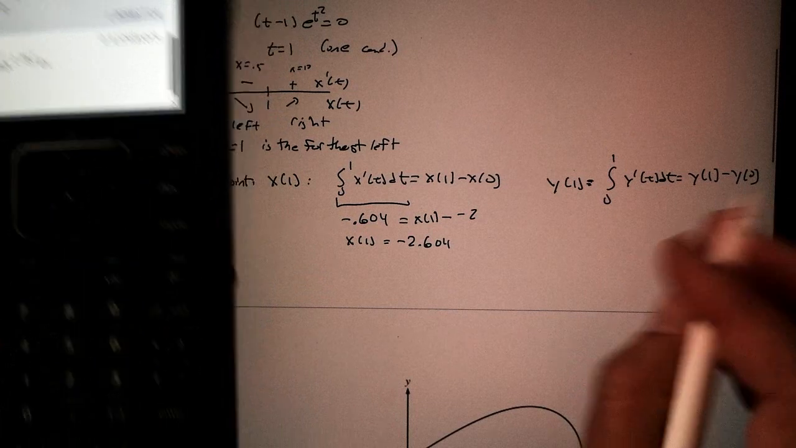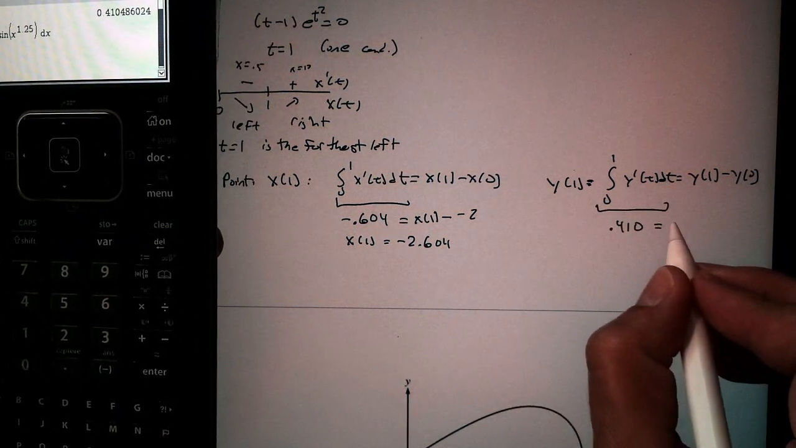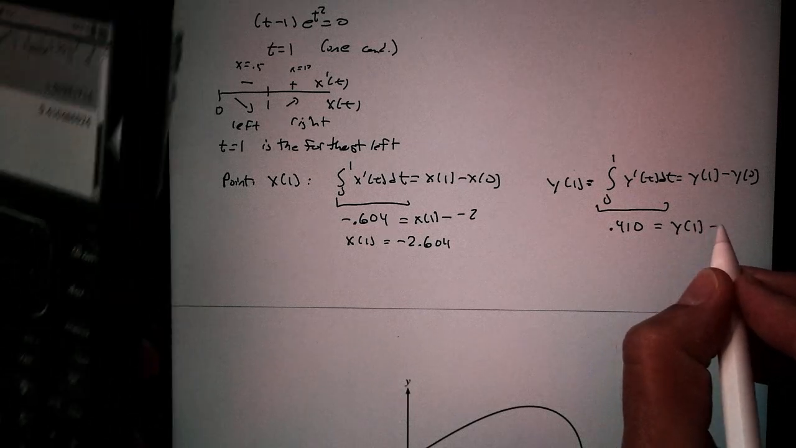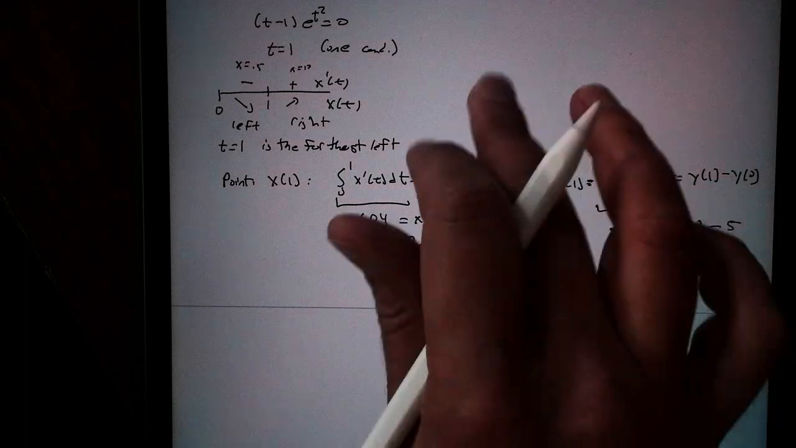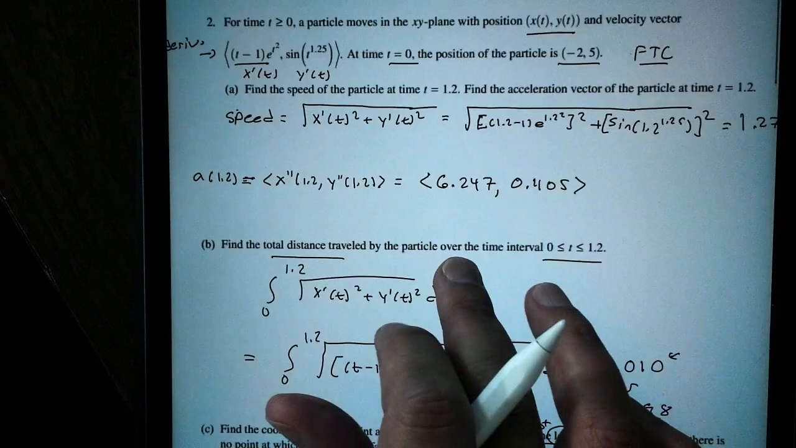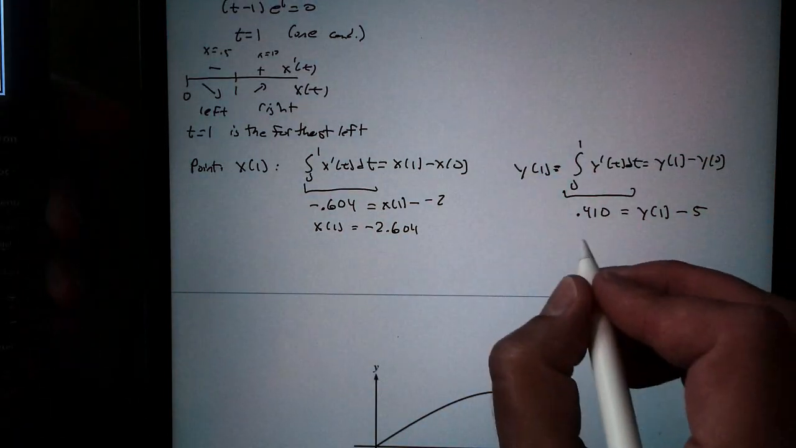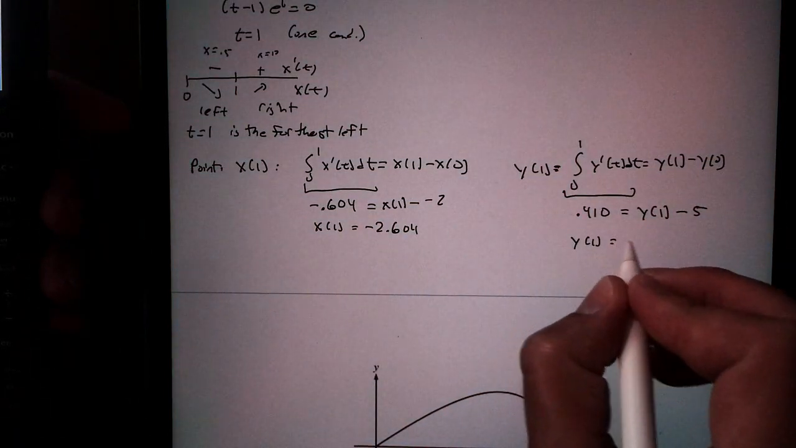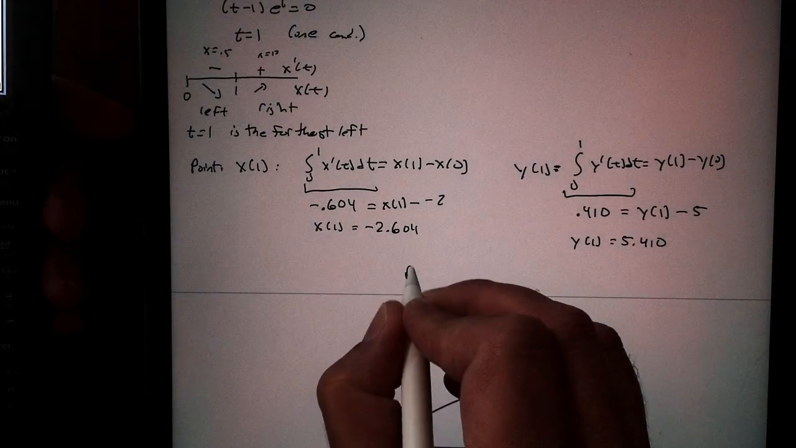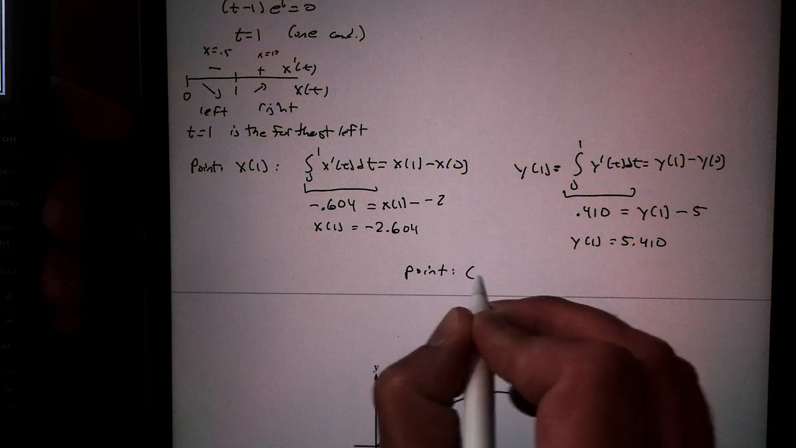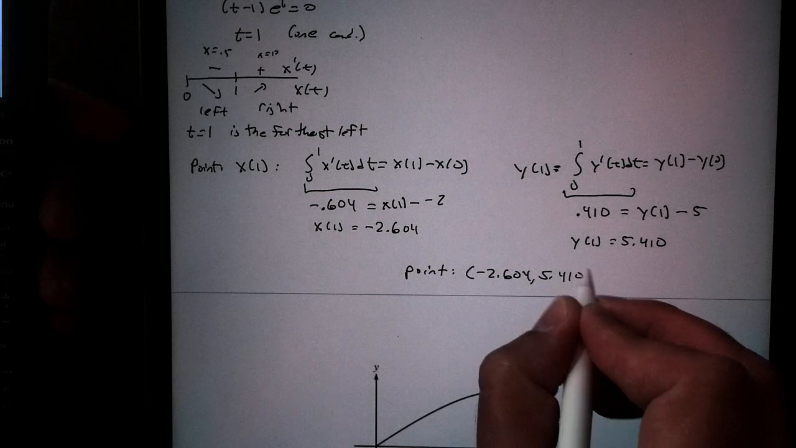And that's going to go down here. So 0.410 equals y of 1 minus the initial y value, and they told us that was 5. We see that up here, 5. Alright, so we get y of 1 equals, if you add this up, 5.410. Write your answer as a point: negative 2.604, 5.410, and there we go.